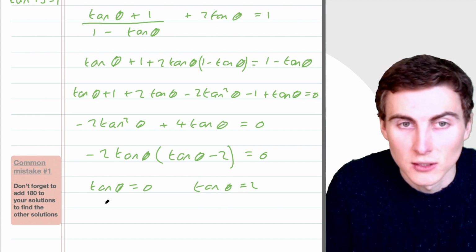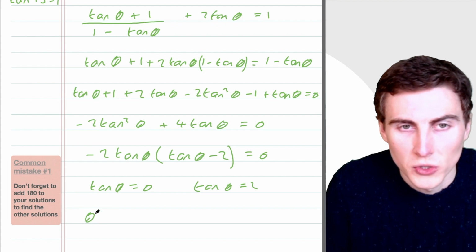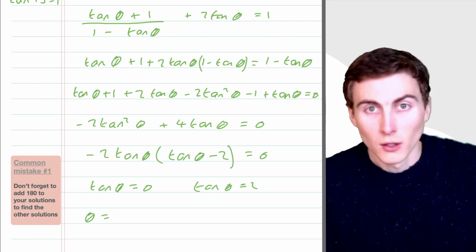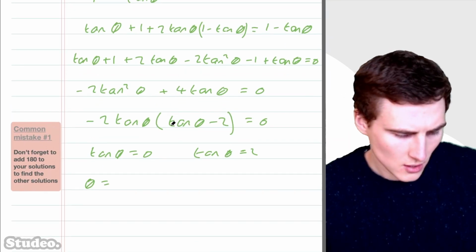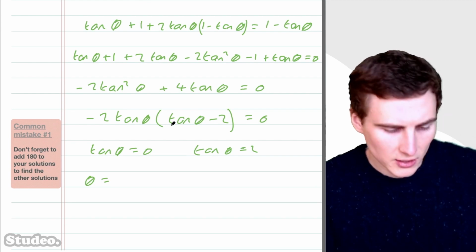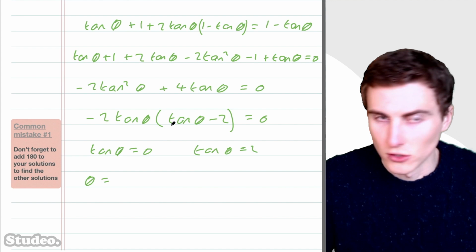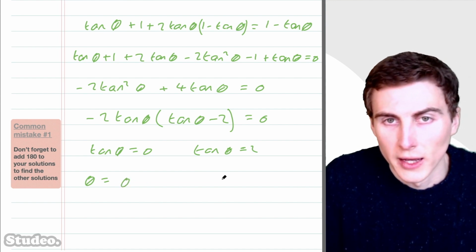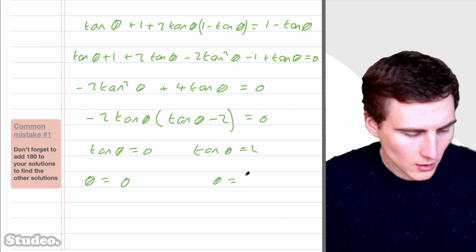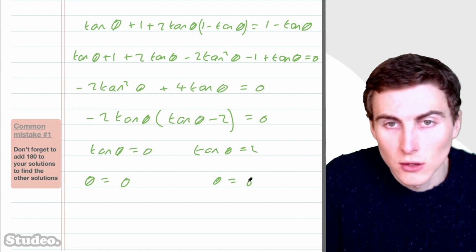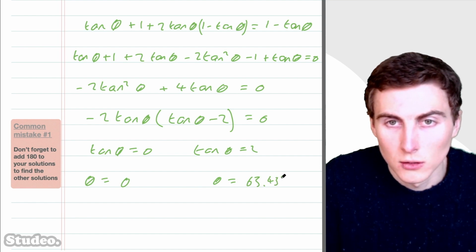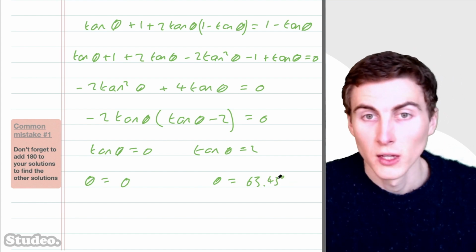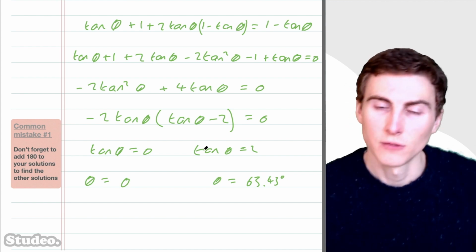So I can put those both into my calculator. Let me just check what we're working with: degrees, working with degrees here. So for the inverse tan of 0, that's just 0. And if we put in inverse tan of 2, that gives me 63.43 degrees.